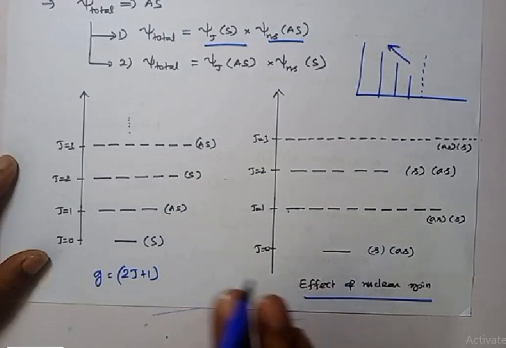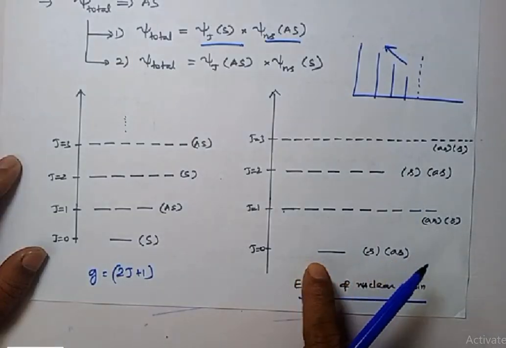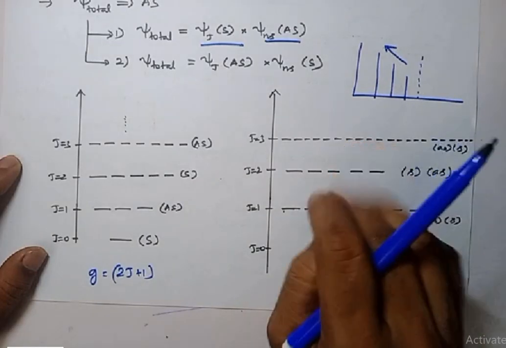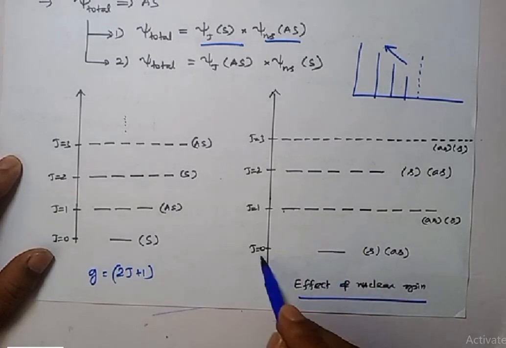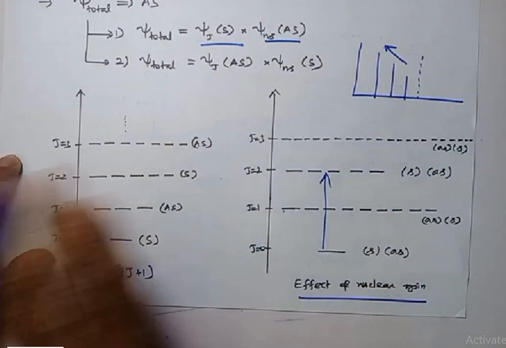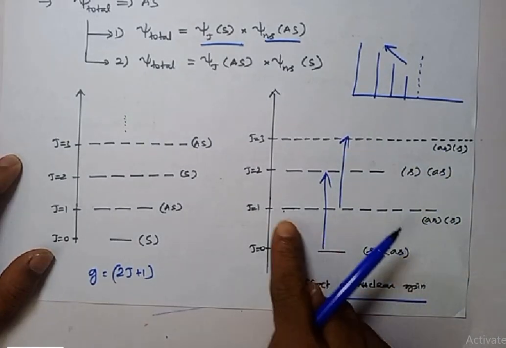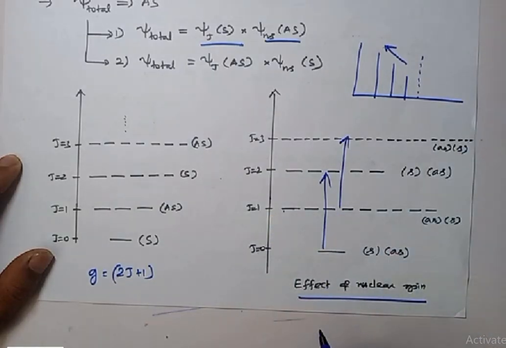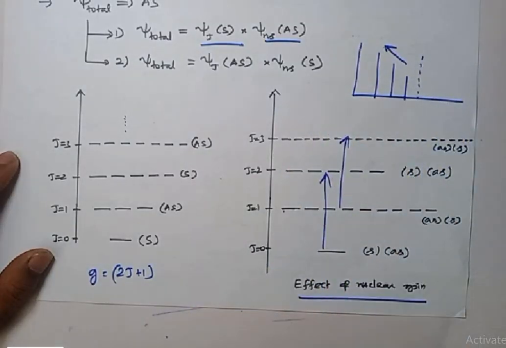Now observe carefully. After the effect of nuclear spin, see the rotational levels. Listen, this level has only 1 state. This level has 9 states. The next level has a lesser number of states. So if transition takes place from 0 to 2, I have only 1 state here, so this will appear with less intensity. If transition takes place from 1 to 3, in J equal to 1, I have 9 states. More number of states means more population. Therefore, the 1 to 3 transition will appear with high intensity.